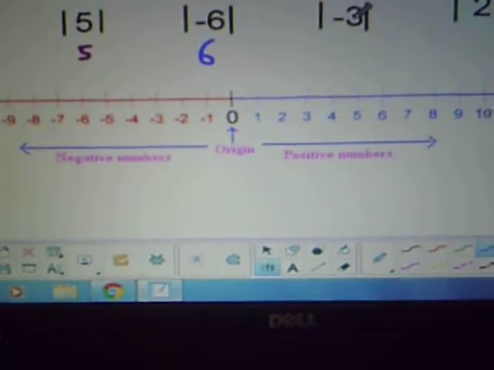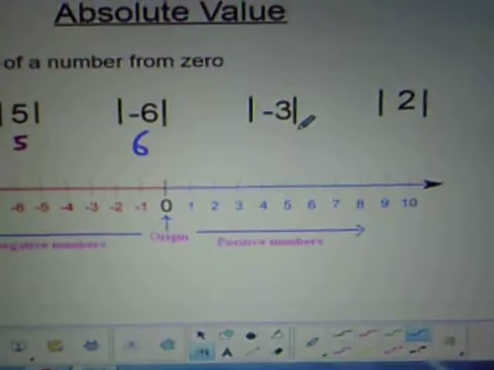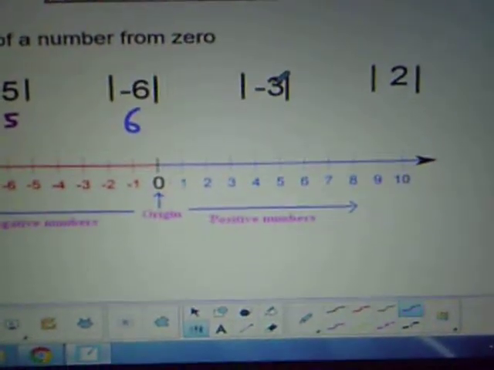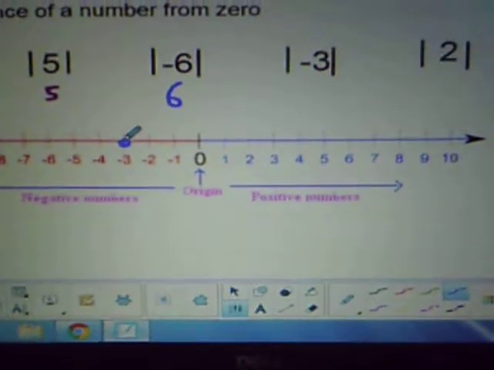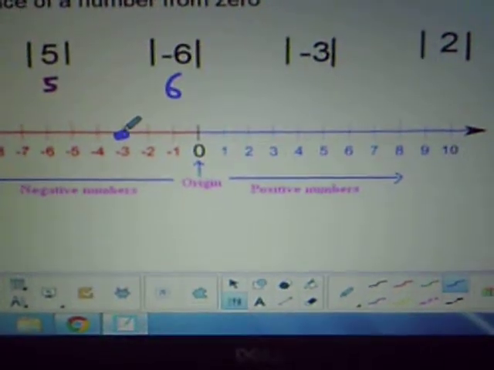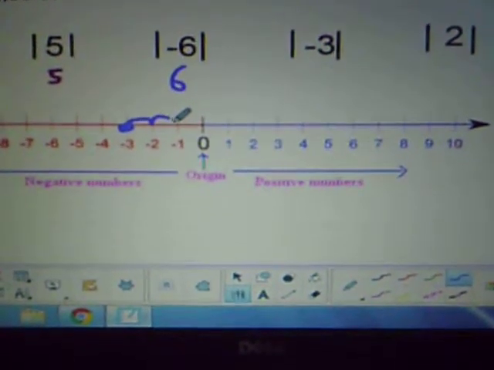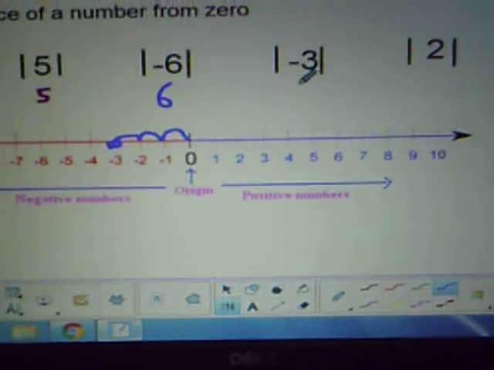Next one will be negative 3. What is the absolute value of negative 3? How far is negative 3 from 0? Well, negative 3 is on the negative side of 0, but regardless, it's still 1, 2, 3 spaces away from 0.